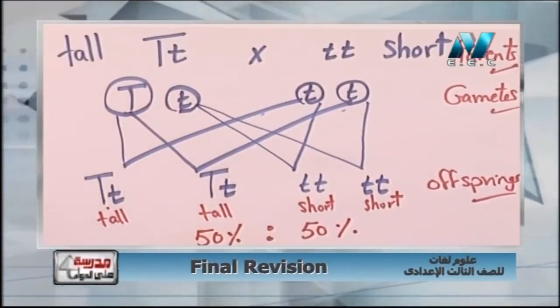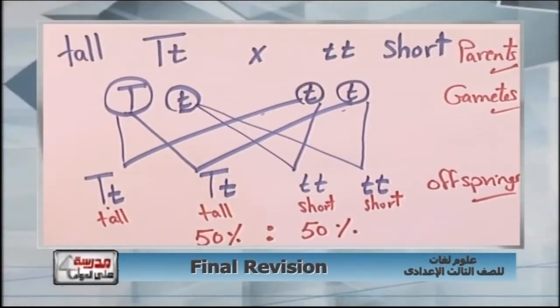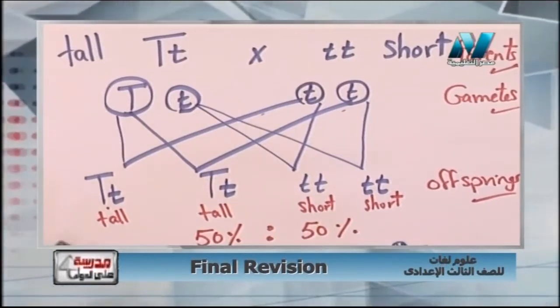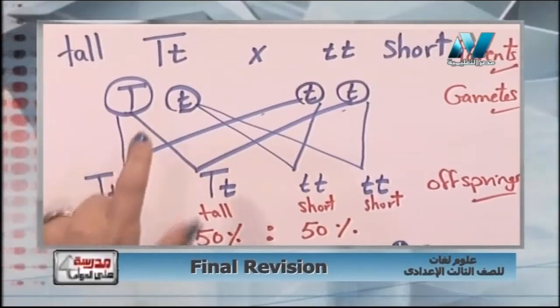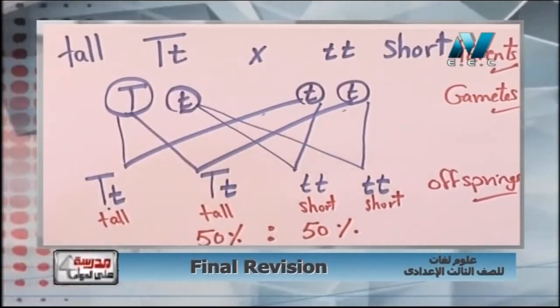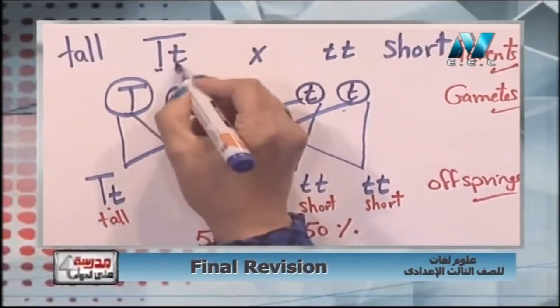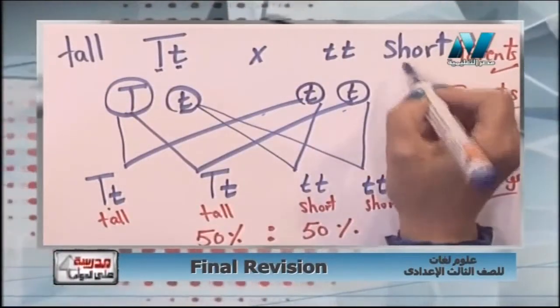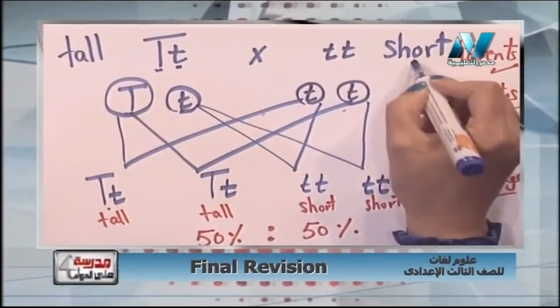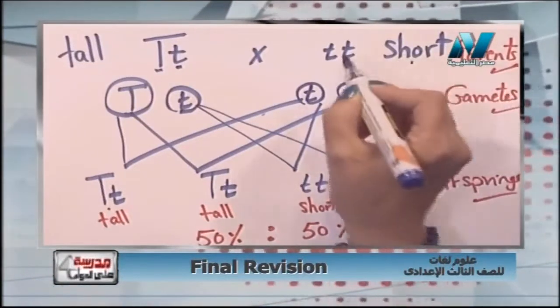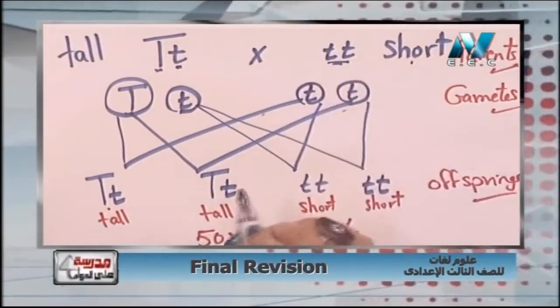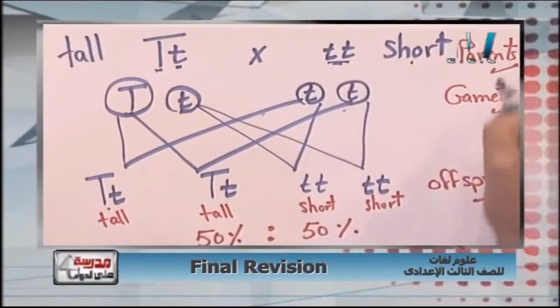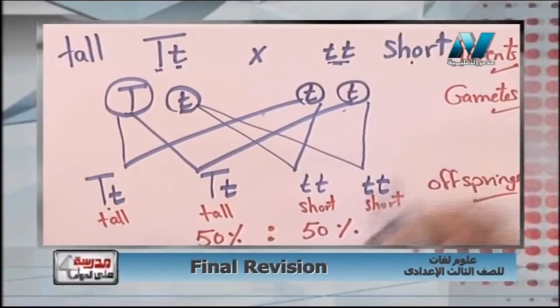Again, in this problem he mentioned that one of the parents is tall hybrid, so I add one capital letter and one small letter because it is hybrid, not similar. And the other parent was short. We know that the short is a recessive character, so it must be in a pure form, small t and small t. Okay, this is the parent. This is the answer of number 1.